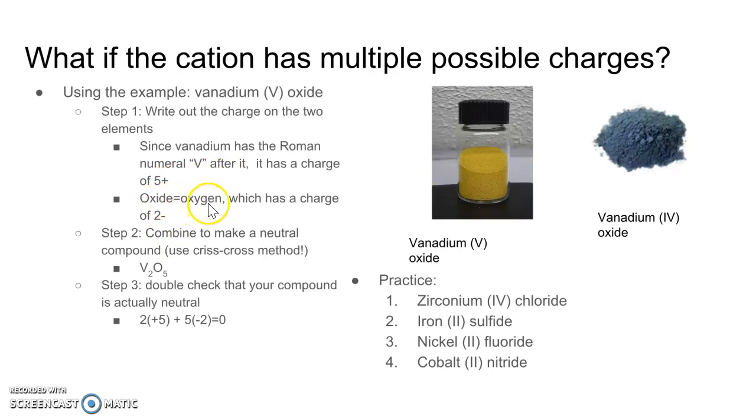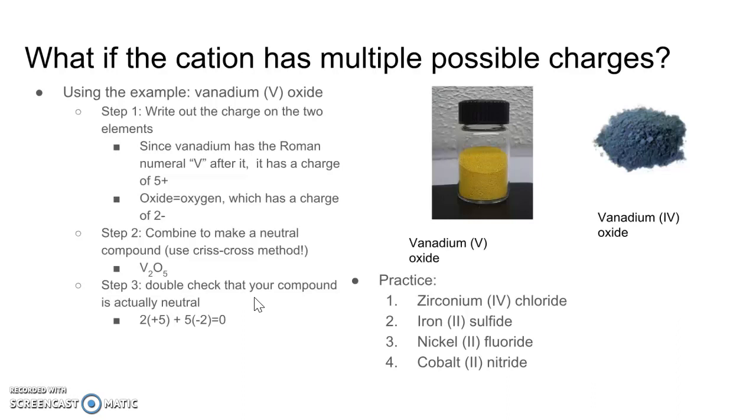Oxygen, remember that means oxide, that translates to oxygen. And since that translates to oxygen, I know oxygen has a charge of 2 minus when it's in its ion form. Again, combine it to make a neutral compound. You can use that crisscross method that we just talked about for the previous page. And make sure that your compound is actually neutral. So let's walk through this and double check and make sure.